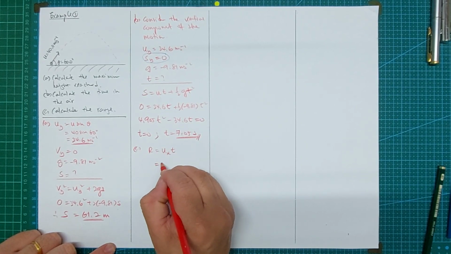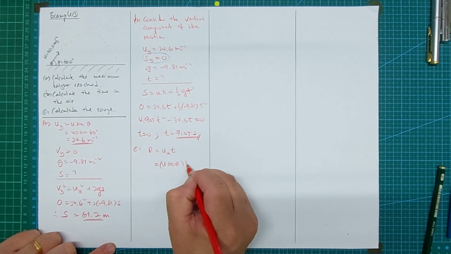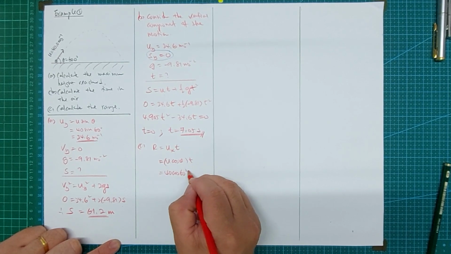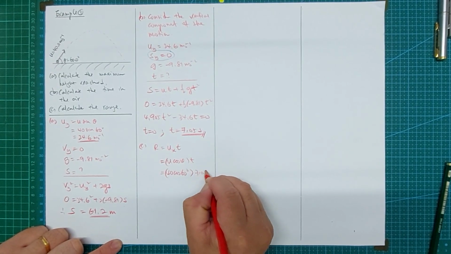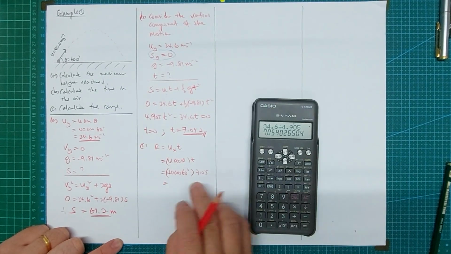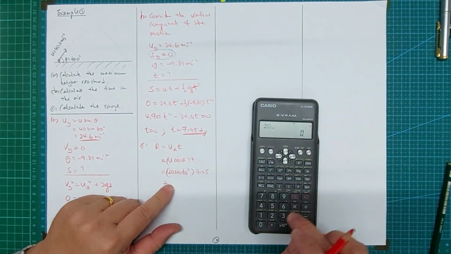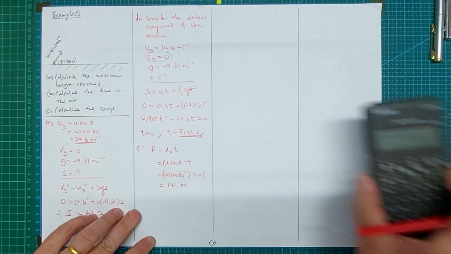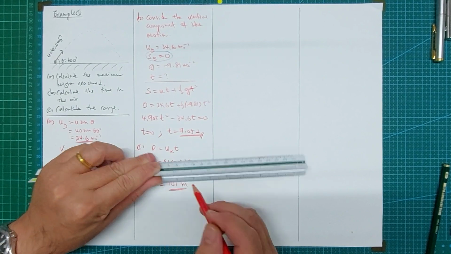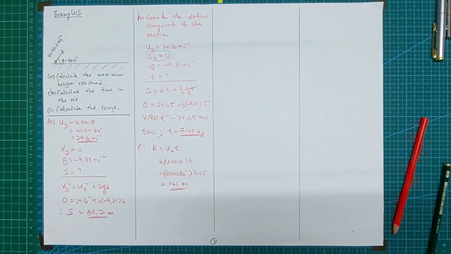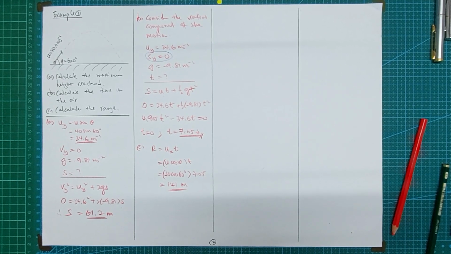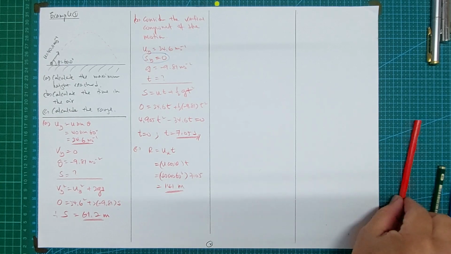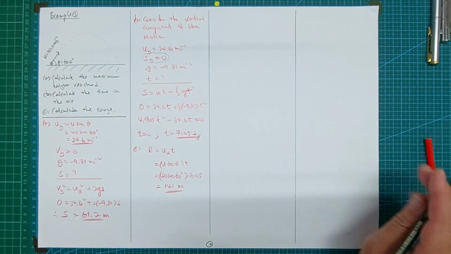So this one is going to be u cosine theta. The u is just now 40, and then cosine 60 degree, and then multiply by the time of 7.05 seconds. Cosine 60 is half, so we have 20 multiplied by 7.05, so we have 141 meter. All right. So this is a simple example, because there is not much vector involved here. Look at example 2.